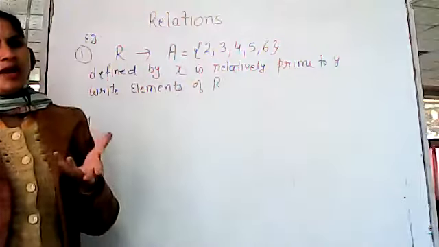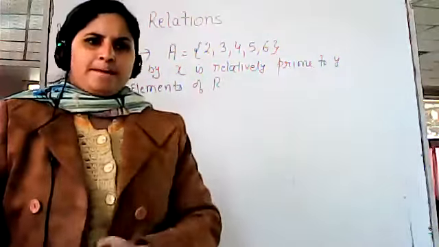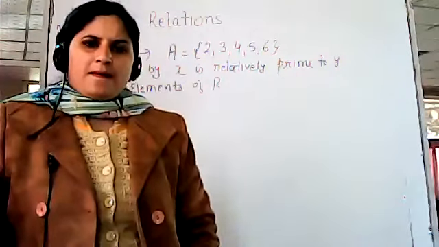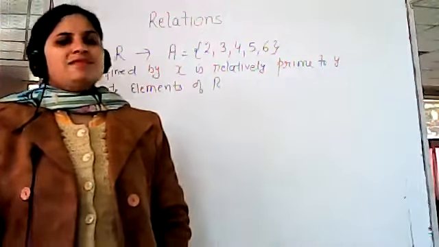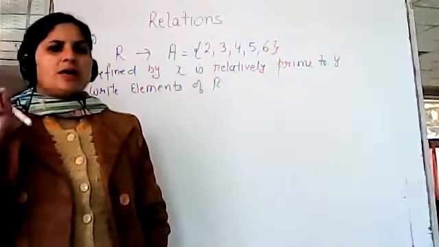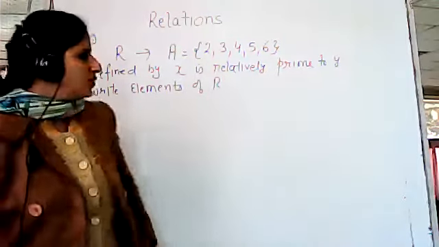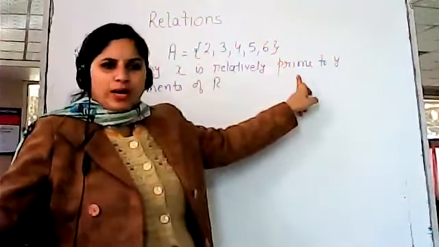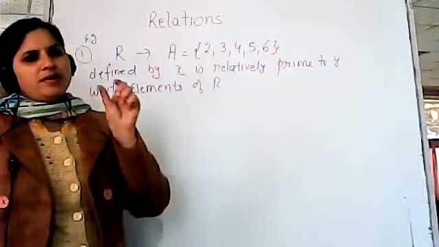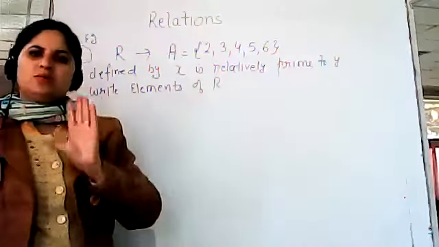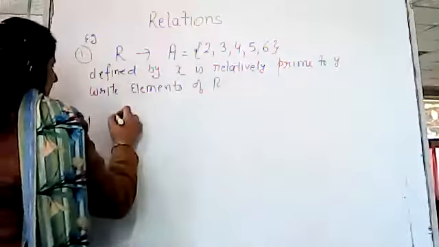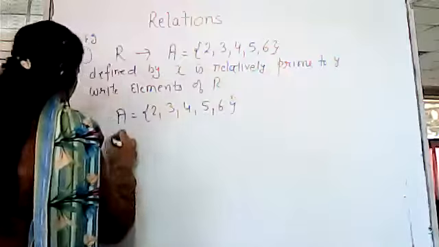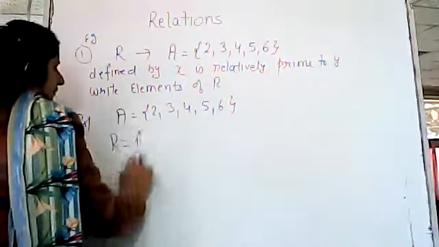What do you mean by relatively prime? Any idea? What are relatively prime numbers? Relatively prime means the GCD of X and Y is equal to 1. Here he has given the condition that X is relatively prime to Y. It means the greatest common divisor of X and Y is equal to 1. The set A is equal to 2, 3, 4, 5, 6. These are the elements of set A, and we have defined a relation R on this set.